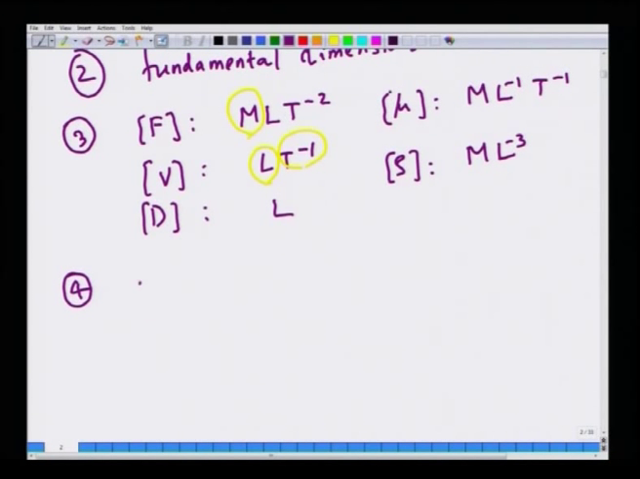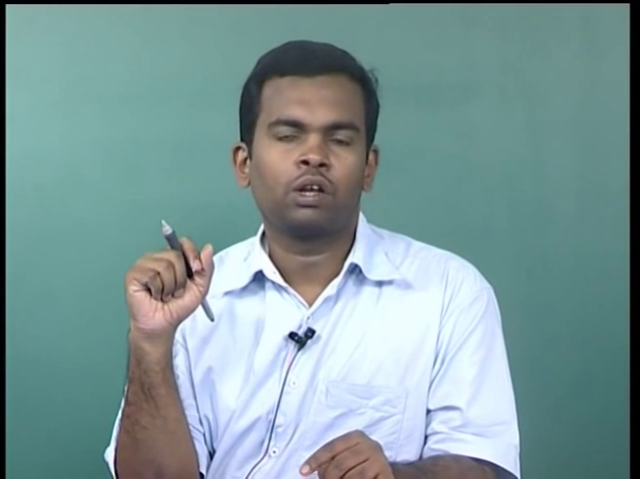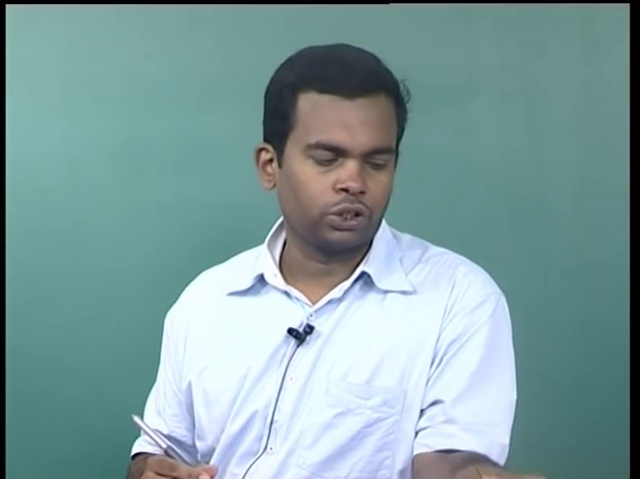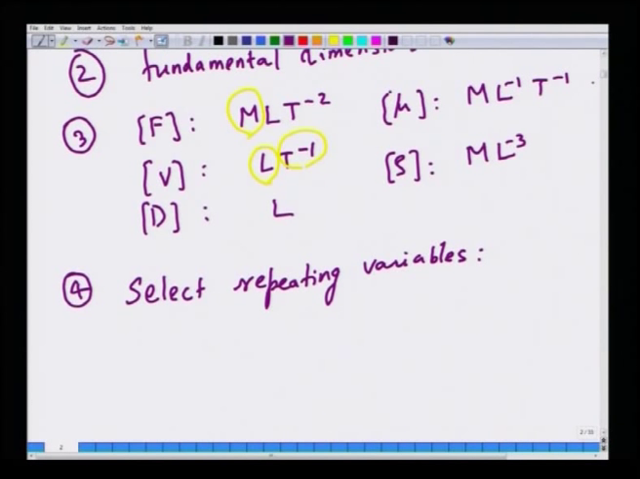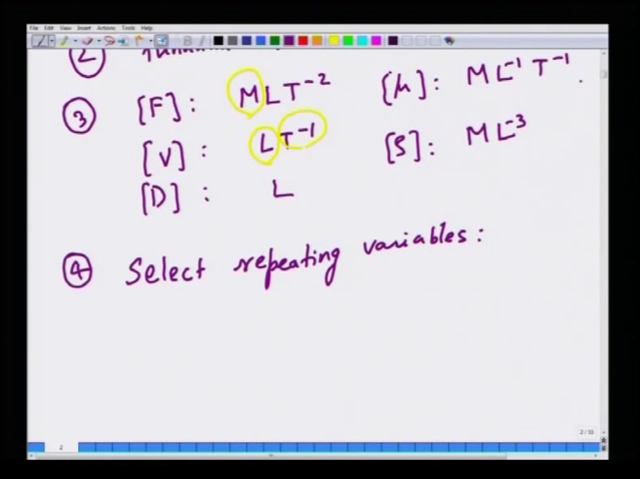The fourth step is to select repeating variables or repeating parameters, such that you can construct all the 3 fundamental dimensions based on these 3 repeating parameters. Now, there is an element of judgment involved here. For example, I am going to first make a choice and show that it does not work, and then I will do the right choice. All I am trying to say is that you cannot choose any 3 variables.